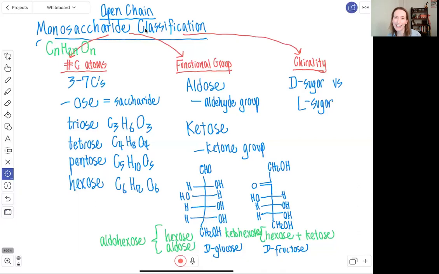So the way that we assign and describe the molecule as being a D sugar or an L sugar is based on the so-called penultimate carbon atom, the next to the last carbon of the chain. So the carbon atom that's right here is the penultimate carbon atom. Almost at the end of the chain, next to last is what we refer to as the penultimate carbon.